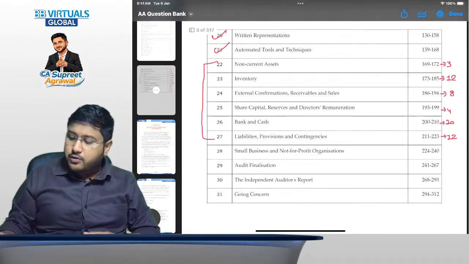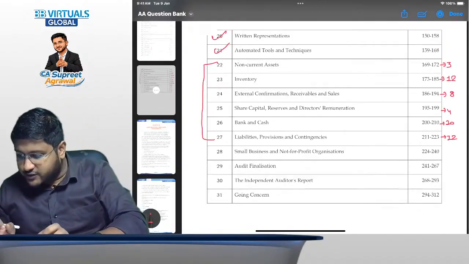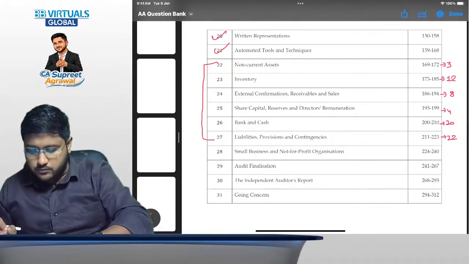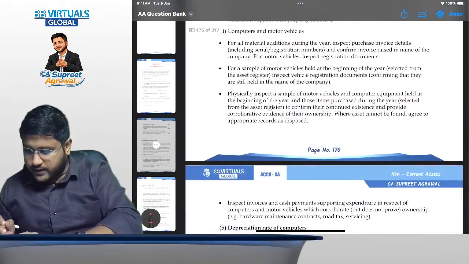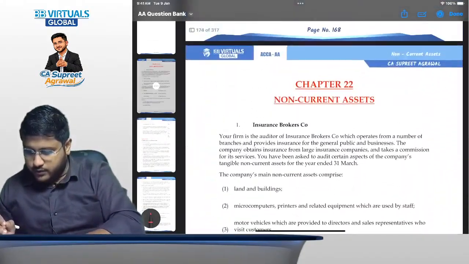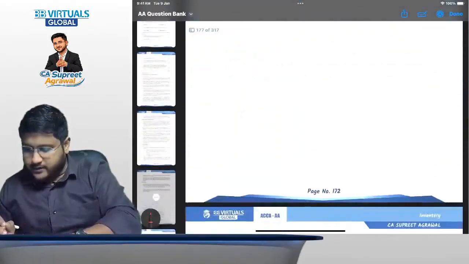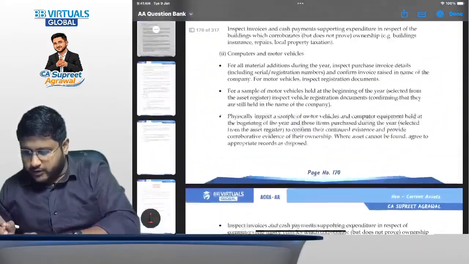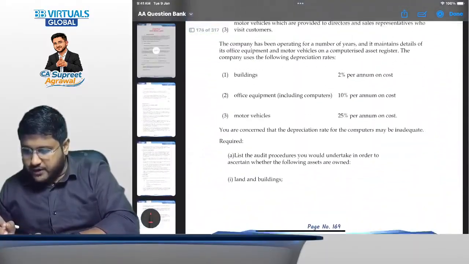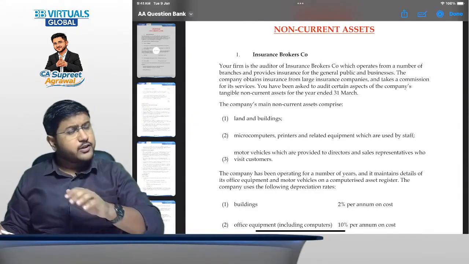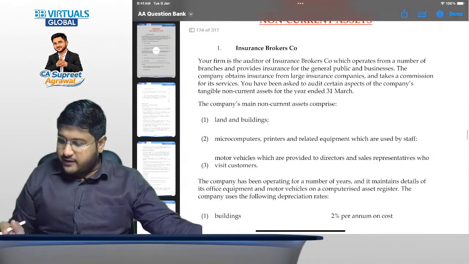Okay. So now when we talk about the non-current assets, let's jump into it. 169 to 172. Yes. So question number 1 is there, and that is the only question that is available for this one. Okay, let's see, let's read it, let's try to complete it. Okay, so we might be needing 2 to 3 sessions for this, but that's completely okay. Now let's jump into this.